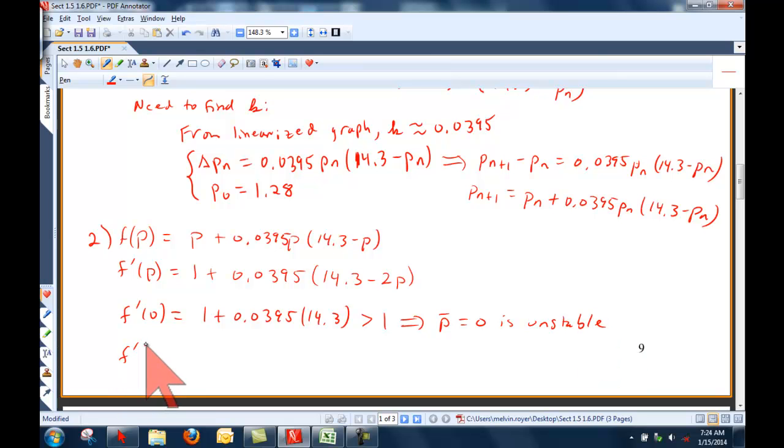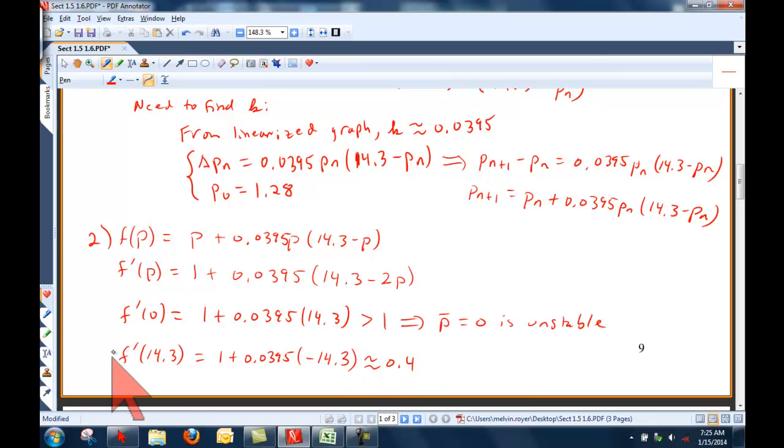Whereas the other fixed point, f prime of 14.3, gives me 1 plus 0.0395 times 14.3 minus 2 times 14.3 is a negative 14.3. And this quantity is certainly less than 1. In fact, if you work it out, it's about 0.4-ish, something like that.